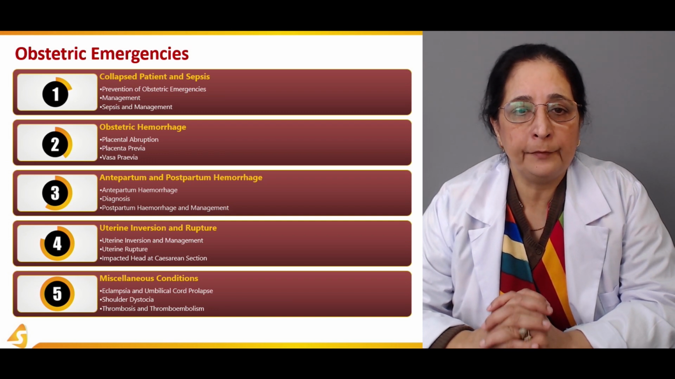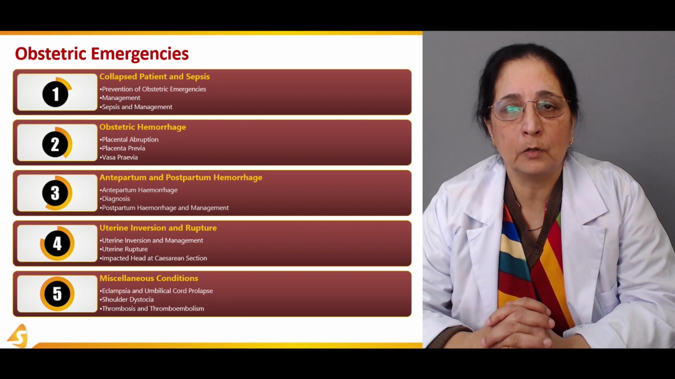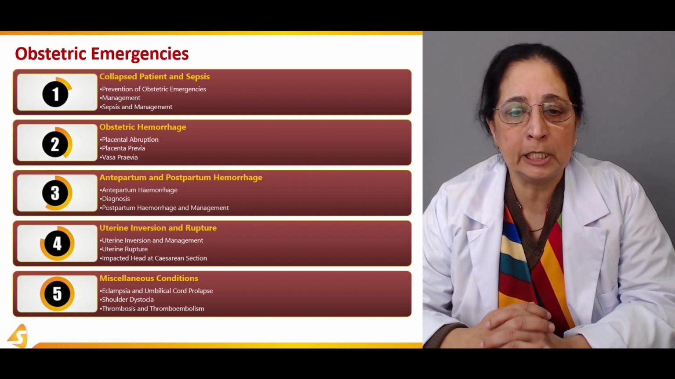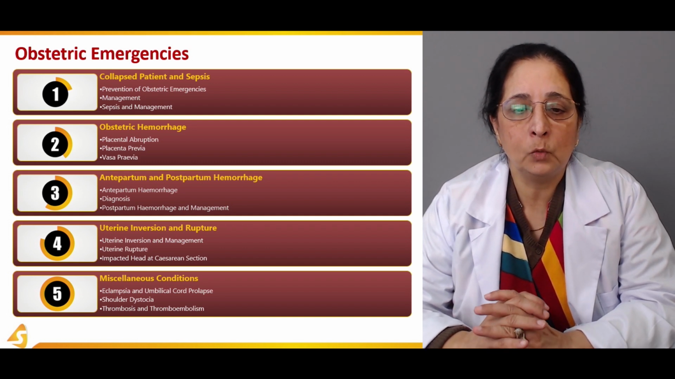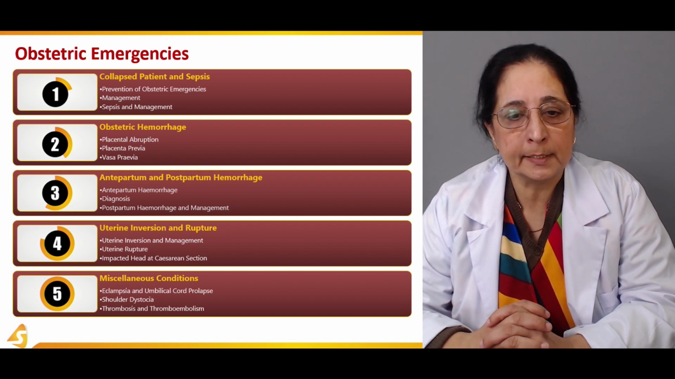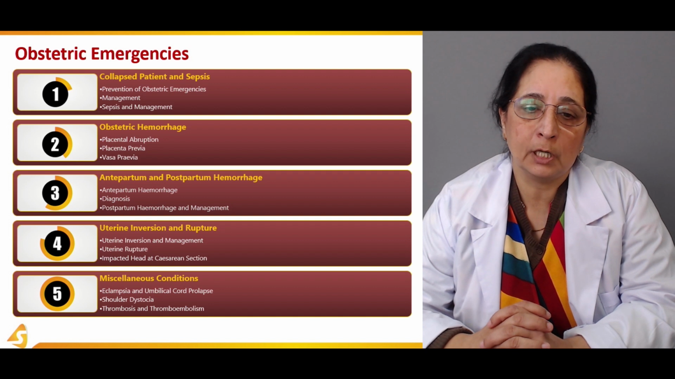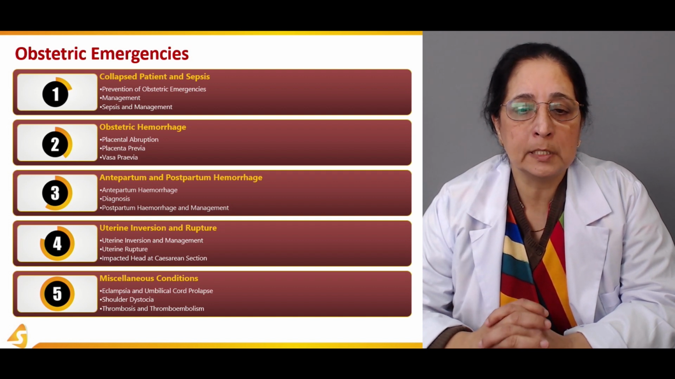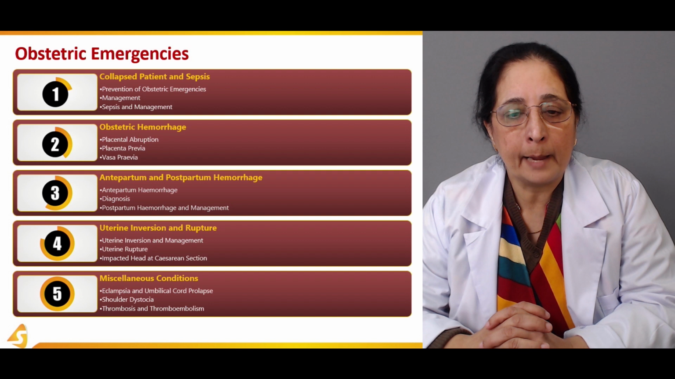And then in the fifth section, we will talk about some miscellaneous conditions which include eclampsia, umbilical cord prolapse, shoulder dystocia, and also thrombosis and thromboembolism.